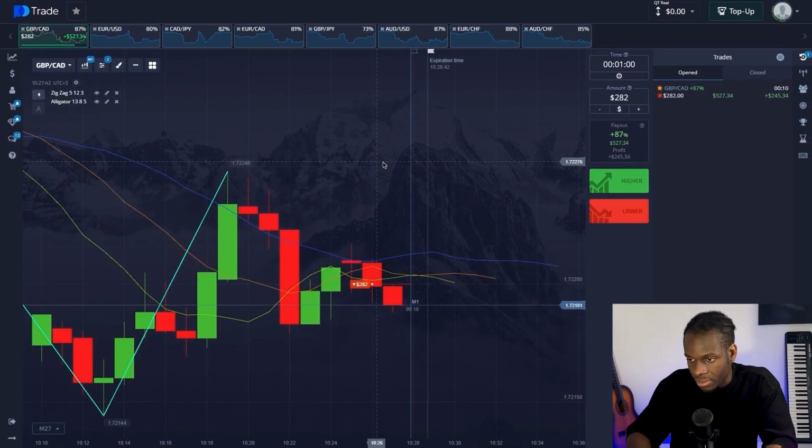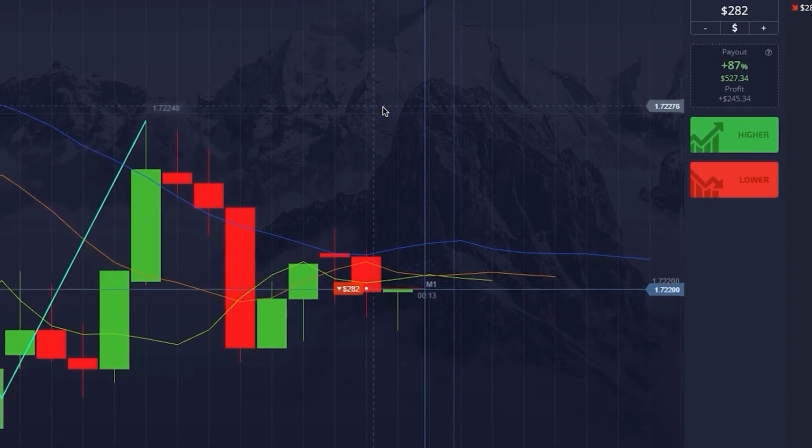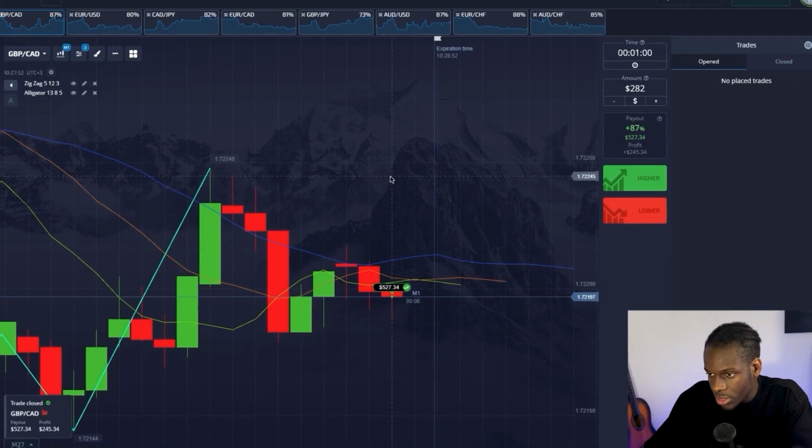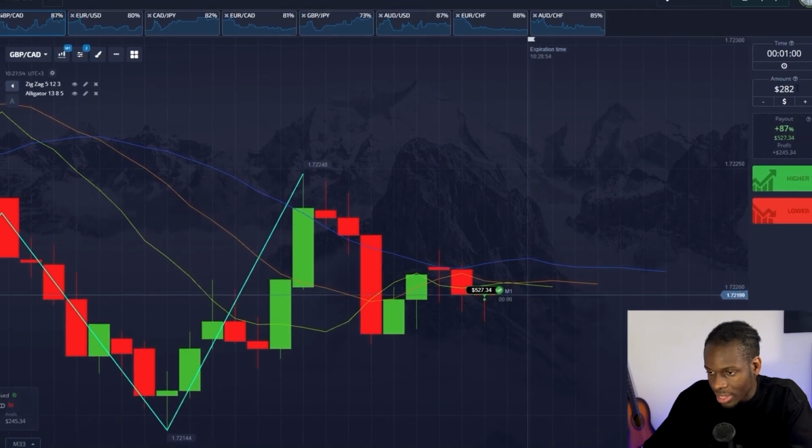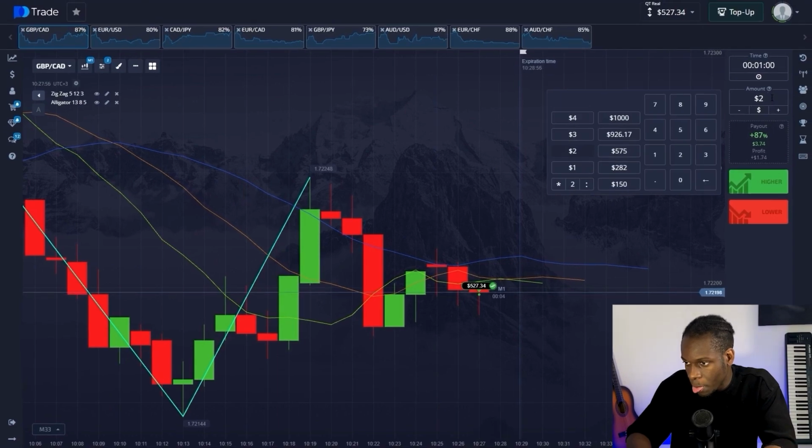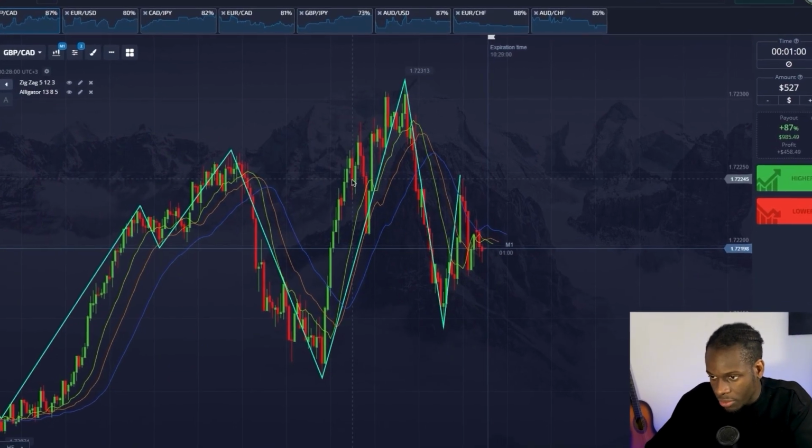About 10 seconds left, guys. Sweet, guys. So we're in profit again. Okay, that's 2 in a row. Let's update the amount and let's look for the next trade, guys.